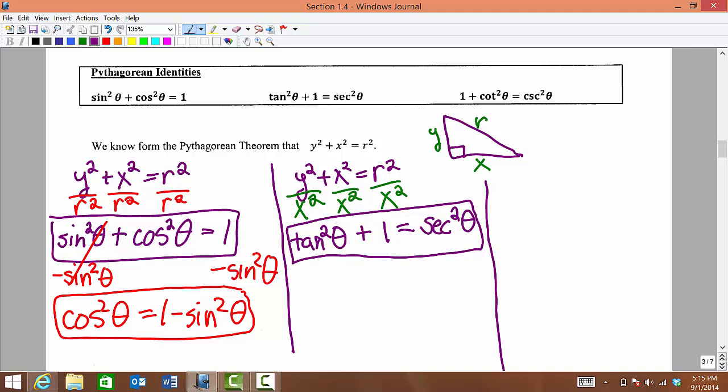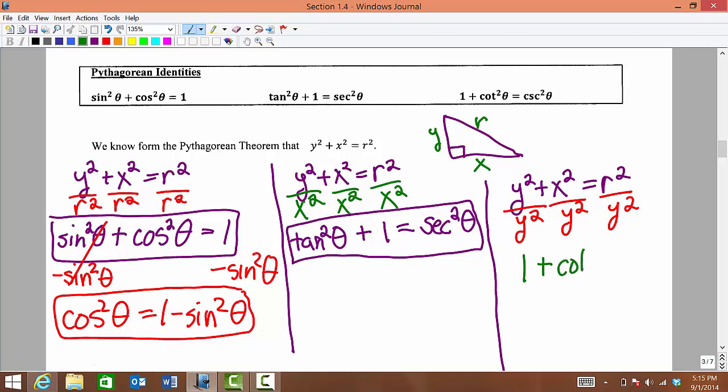Okay, lastly, let's take that same Pythagorean theorem, and this time the only thing that we haven't done, we haven't divided everything through by y squared. So let's do y squared, y squared, y squared. If I divide everything through by y squared, y divided by itself would be 1, plus x divided by y would be cotangent, that's cotangent squared, is equal to, and then r divided by y would be cosecant, and that would be cosecant squared theta.